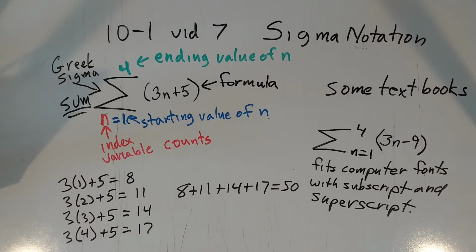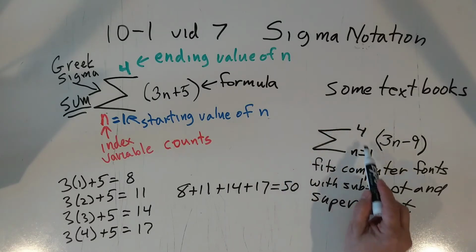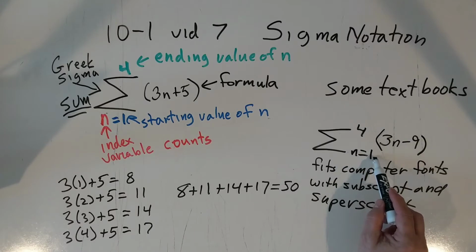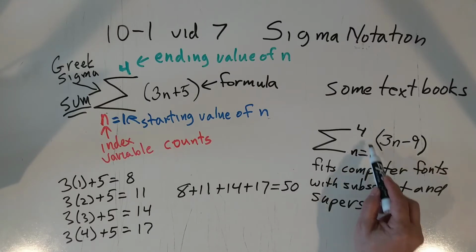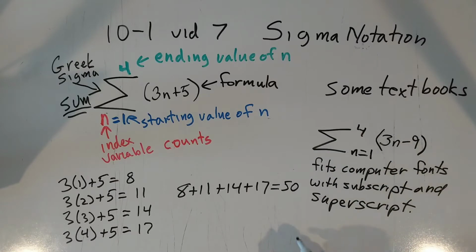Some textbooks, because computer fonts use subscripts and superscripts, rather than writing them underneath and above, write them as subscripts and superscripts. This means the same thing. We begin with number 1, we'll end with number 4. This formula is 3n minus 9.